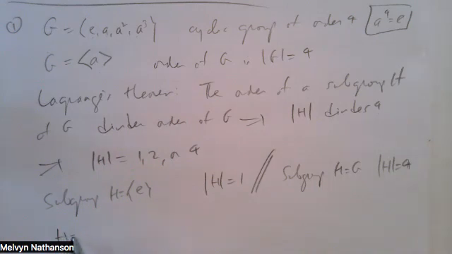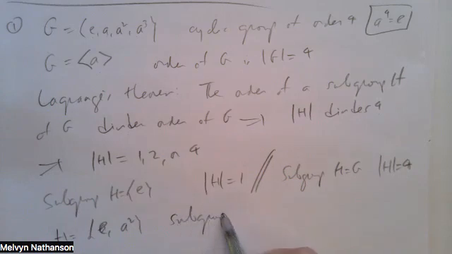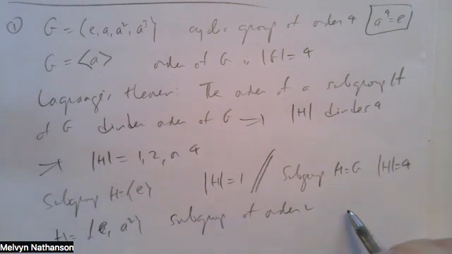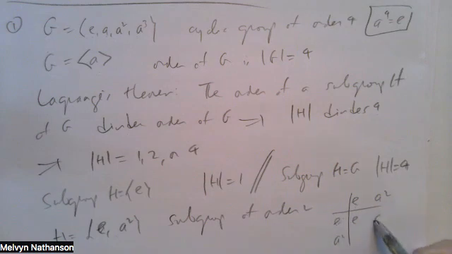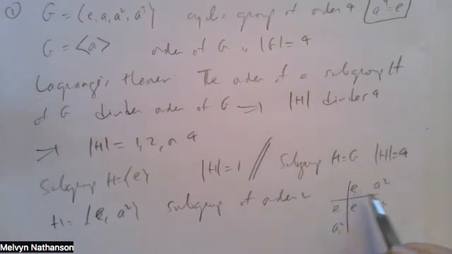So if I take H to be {E, A squared}, the identity and A squared, this is a subgroup of order 2, because this is closed under multiplication. In fact, the multiplication table would be E, A squared. E times E is E, E times A squared is A squared. A squared times the identity is A squared. A squared times A squared is A to the fourth, which is the identity.